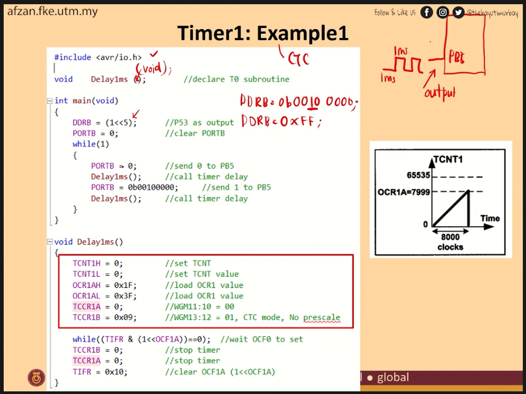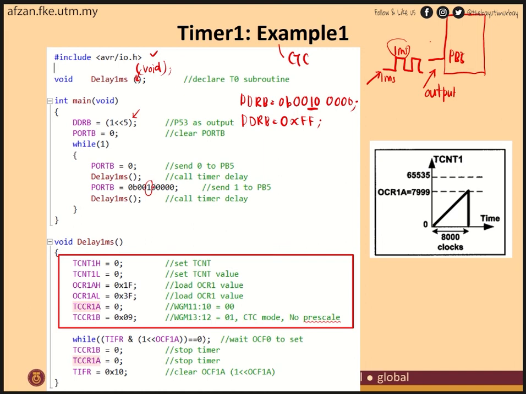PORTB equal to 0. First we generate the logic 0, and then call a delay 1 millisecond, to generate a 1 millisecond logic 0. And then after that PORTB equal to 0b00100000. You see here, only PB5 changes. And then call another 1 millisecond delay. And this will keep repeating.